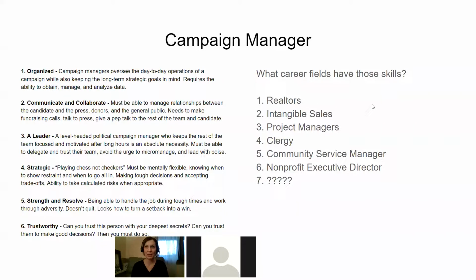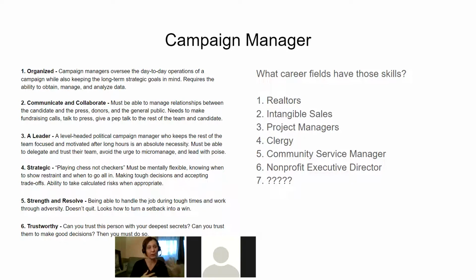Community service managers and nonprofit executive directors. These are kind of related career fields. But these are people who are used to having an overarching goal with an aspirational motivation.